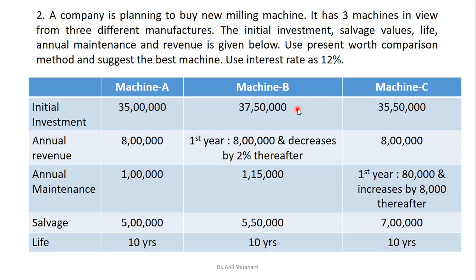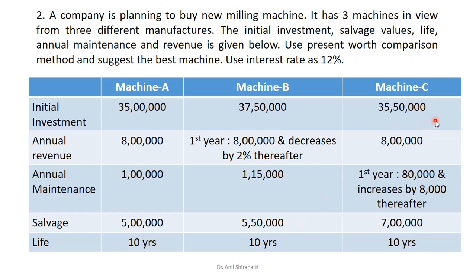The life of all the three machines is the same, but in case of the second machine, the initial investment is around 37.5 lakhs. Then annual revenue for the first year is 8 lakhs, but after that it decreases by 2%. That is 2% of 8 lakhs, around 16,000 rupees. Then the annual maintenance cost remains constant at around 1.15 lakhs, and there is a salvage value of 5 lakh 50,000.